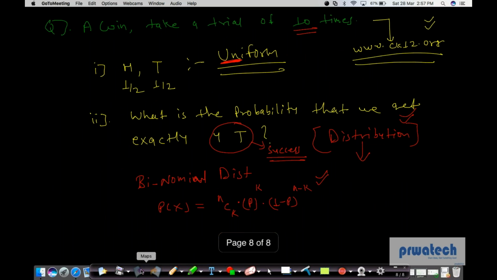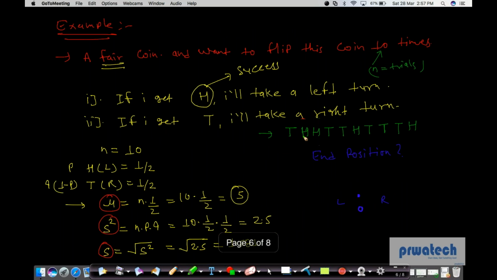So my end position: when I get tail, I take a turn there. When I get head, again I come back here. Again I get head, I go towards left. I again get a tail. Again I go there. So till this, my position is 0. Simple. 2 head, 2 tail, my position will be 0 only. One more tail, which means again right. So again I'm here.